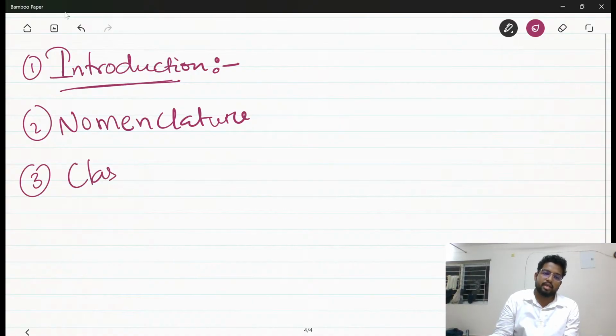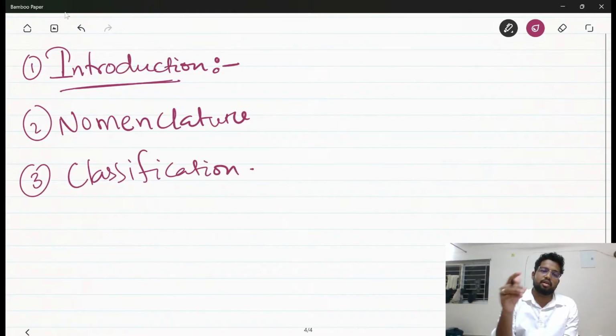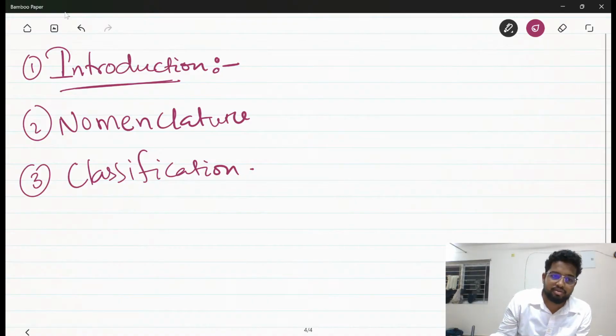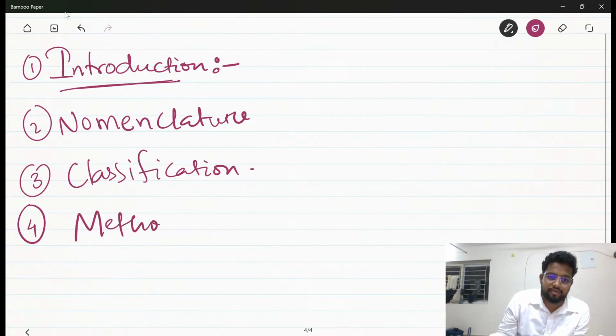necessary reaction mechanism and classification if required. For example, here you already know aldehyde, ketone. In aldehyde, you will classify as aromatic, aliphatic. Similarly, ketones: aromatic, aliphatic, symmetrical ketone, unsymmetrical ketone. So all those classifications. Then method of preparation.